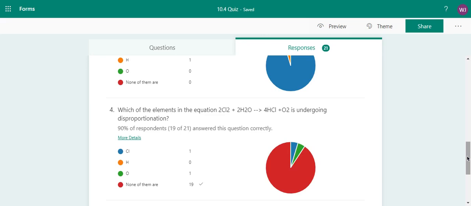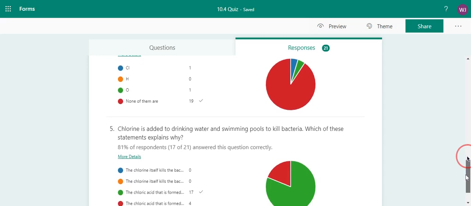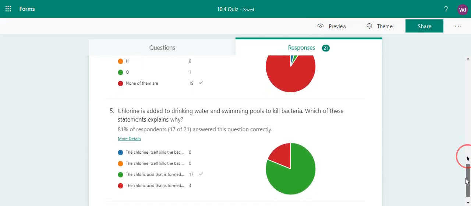The other incorrect answer was oxygen. On the left-hand side and the right-hand side, again, there's only one species on each side that's got an oxygen in, so it can't have done disproportionation.